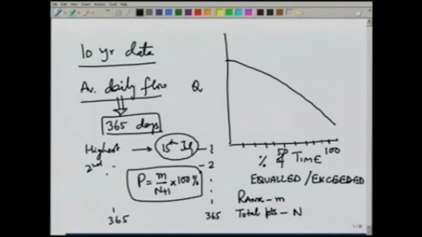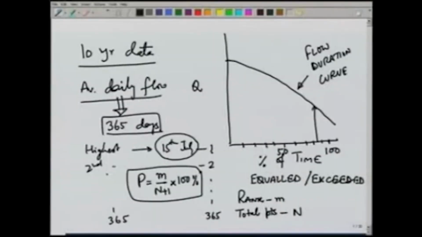So, from this data, once we prepare this curve, the flow duration curve, we can answer questions like what is the 50% dependable discharge or what is the 85% dependable discharge, and so on. So, this is the way we can predict dependability of certain given discharge.